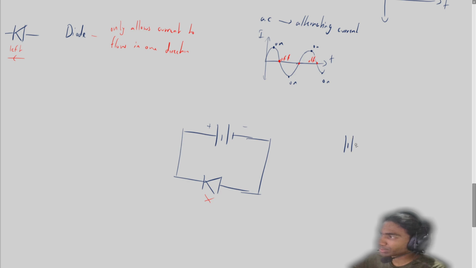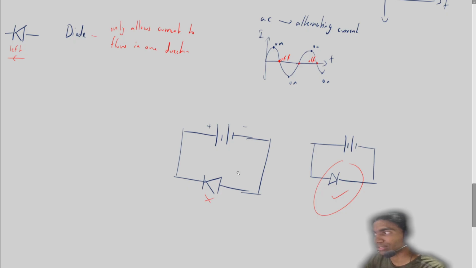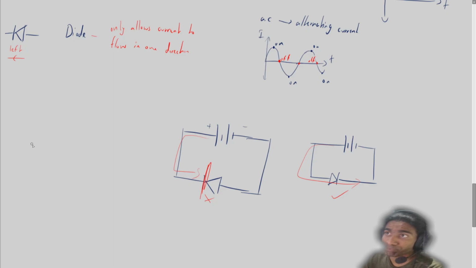But if I have a circuit like this, then this circuit is going to work. So this is a circuit where the diode will actually function to allow current to pass through it. And this is a circuit where the current's trying to go this way, but it's blocked by the diode, so it's not going to work. Okay, that's the job of a diode, right?